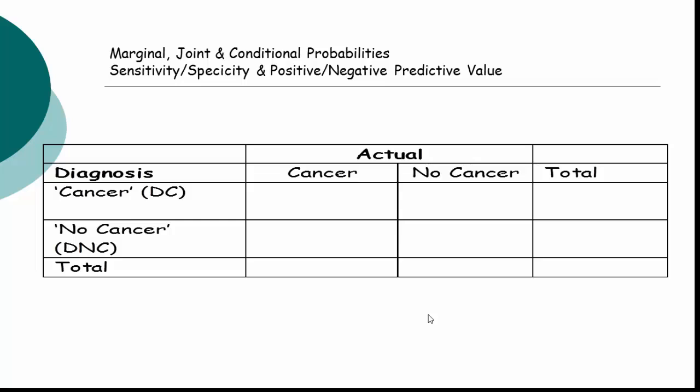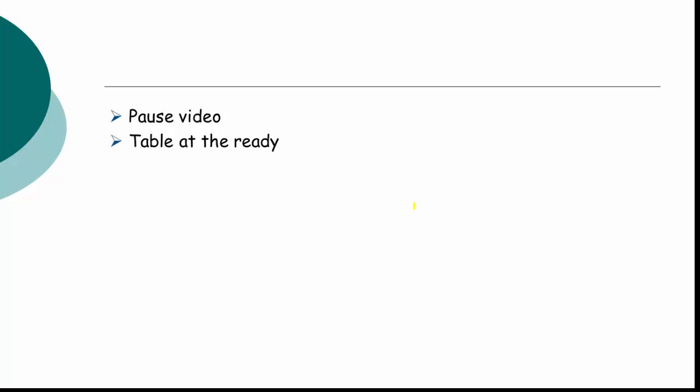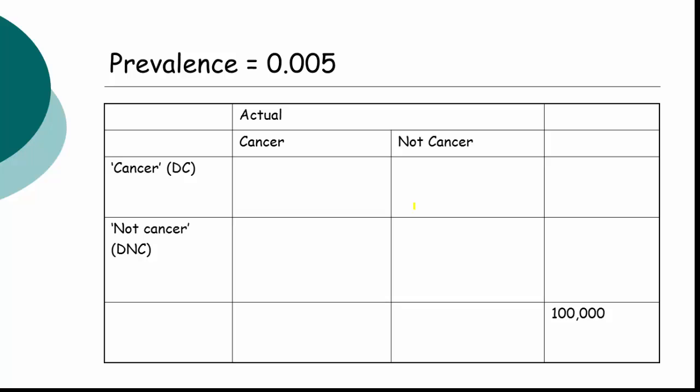What we have here on the columns is the actual, that is to say, whether somebody has cancer or they don't have cancer. And this cancer in quotes here is their diagnosis. So this is a diagnosis of cancer, DC, and DNC is a diagnosis of no cancer. The first thing we want to do is populate the table, which is to say fill in the table. So what I want you to do is to stop the video now, have the table at the ready, and we'll then go forward. This is where I want you to start from.